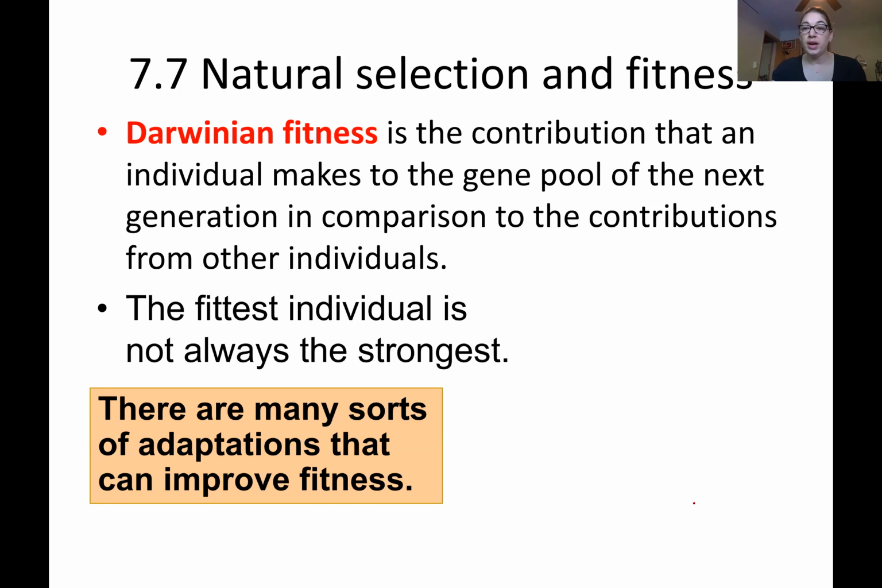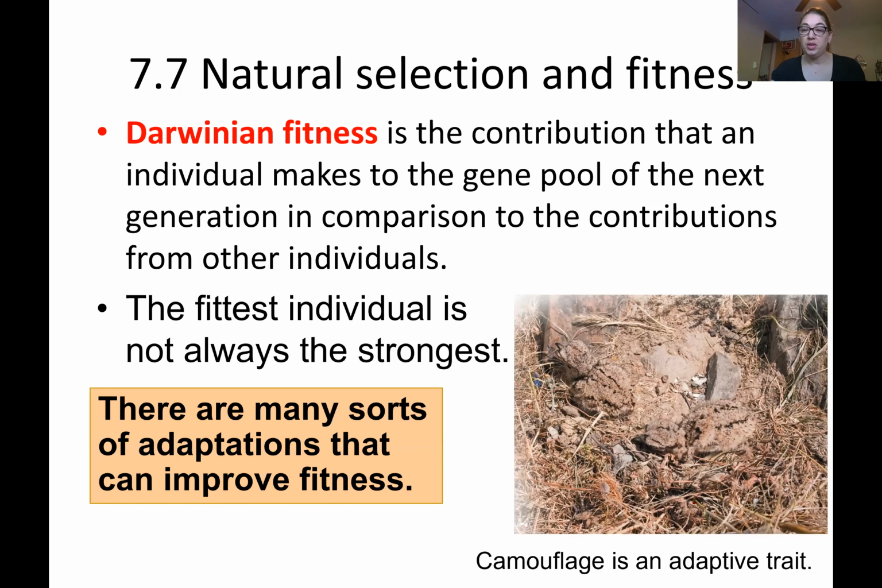There are many different types of adaptations that can improve fitness. One adaptation is camouflage. So can you see the little chicks there? We have one right here and another one right here. Camouflage is an adaptation that helps with survival. Often this is found in young that are still dependent on the parent or parents, and they need to blend into their environment to protect them from predators while their parent or parents are away from the nest or the den or the burrow.